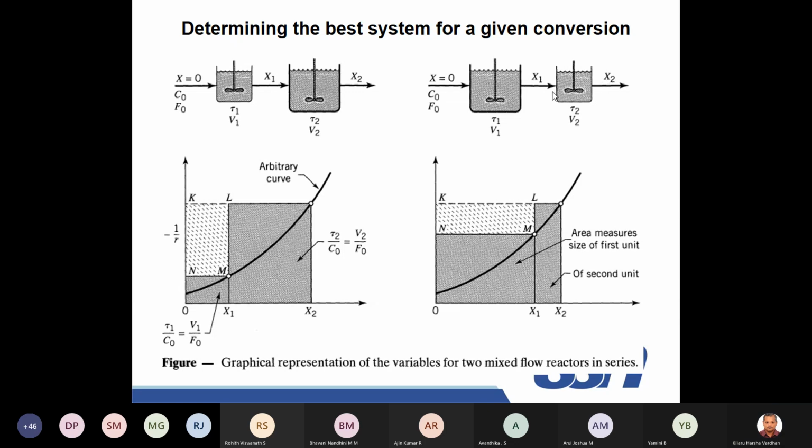Now tell me, which combination is better? Either the small reactor first and big reactor later, or big reactor first and small reactor later. The conversion is going to be the same. Let it be around 90% conversion here. Even in this case also, I want 90% conversion. Is it going to be the same? Tell me the volume of the reactor. Is it going to be the same? No, sir.